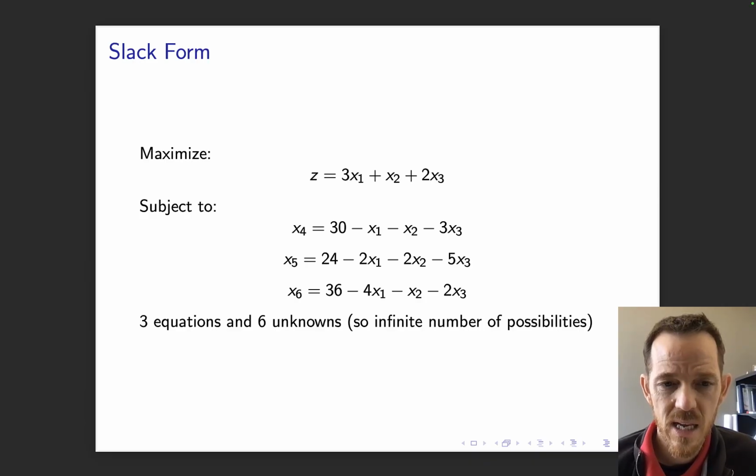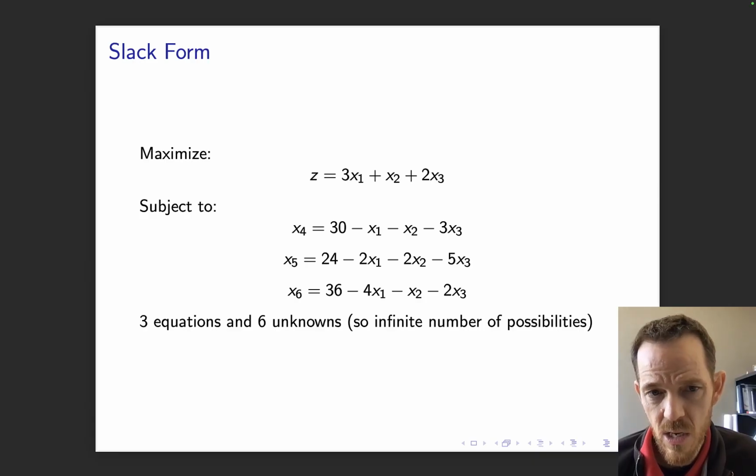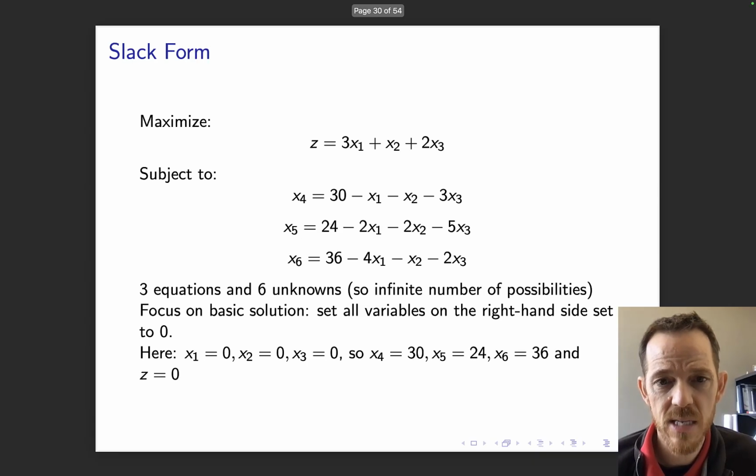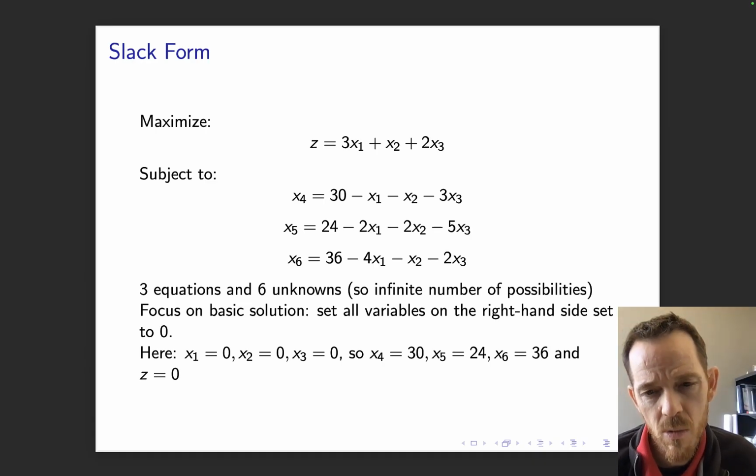So this is in slack form, but I want you to notice that there are 3 equations here and 6 unknowns. And so that means we have an infinite number of possibilities. What we're trying to do is maximize them according to the optimization function. What we're going to do first is set all the variables on the right hand side to 0. This will make things easy for us.